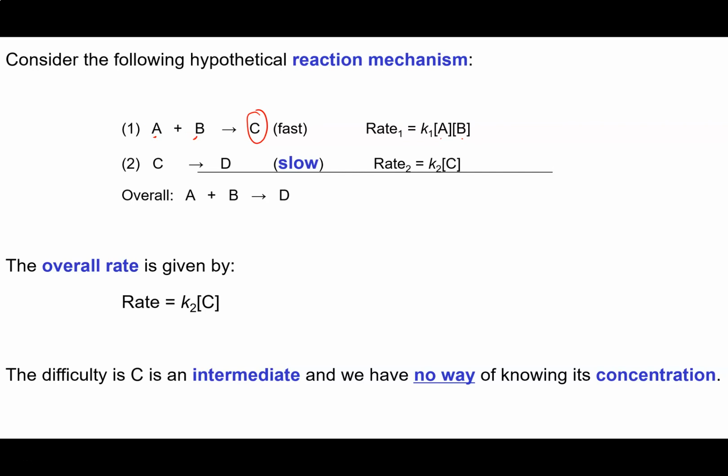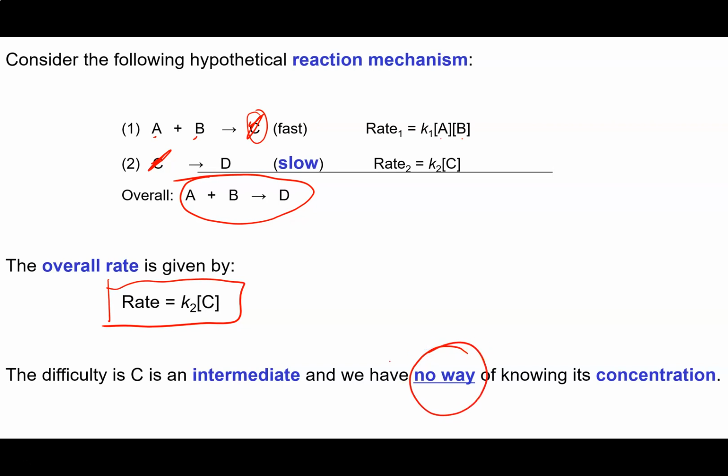The second step, which is the rate determining step, has a rate equal to the rate constant for the second step multiplied by the concentration of C. And it's first order in C because there's only one of those there. So it's unimolecular in the second step. So the overall rate law is given by this. The problem is that C is an intermediate. It doesn't appear in our overall equation, and there's no way of knowing its concentration.